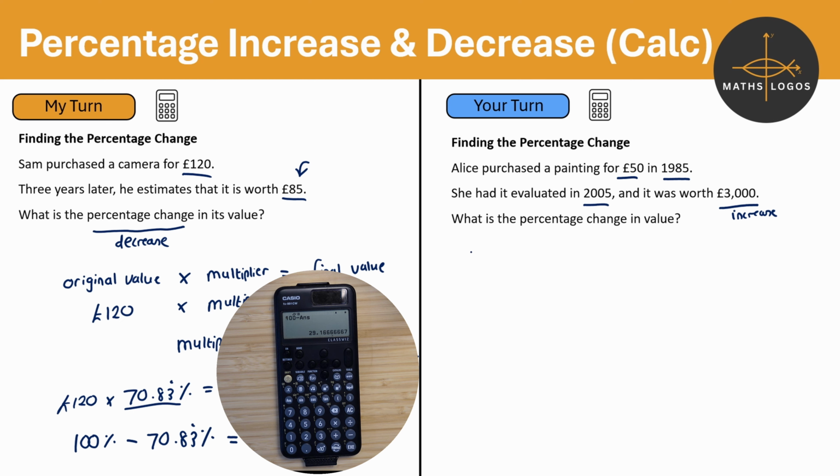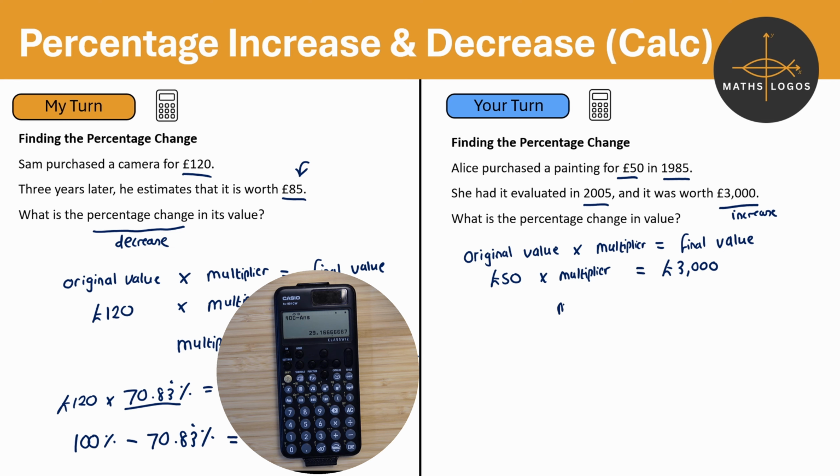Let's start with writing out our equation. So it's the original value multiplied by our decimal multiplier, and that's going to be equal to our final value. And we'll substitute in the values from our question. So Alice purchased the painting for £50. So that's the original value. The multiplier is what we want to find in this question, so I'll leave that as an unknown. And that's equal to the final value, which is the £3,000.